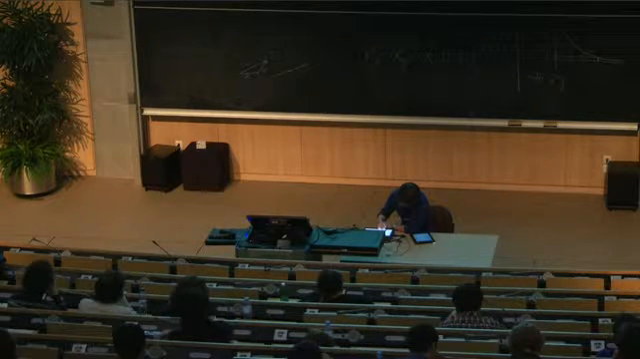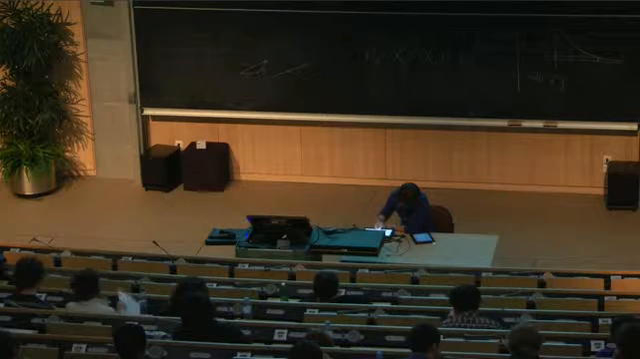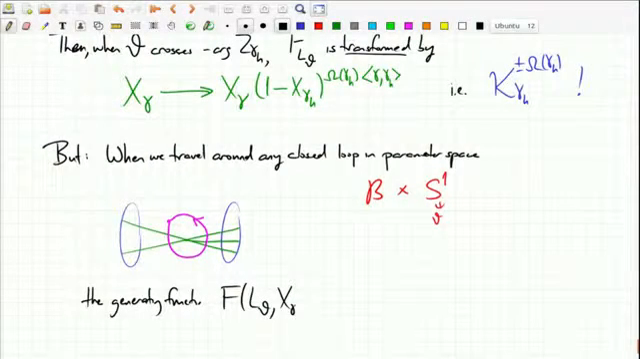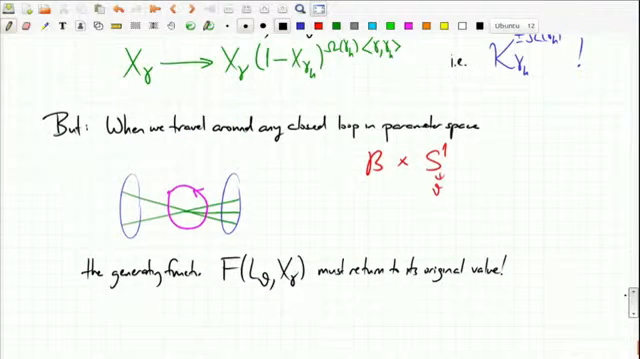So the generating function, F of L, theta, and X gamma, must return to its original value, just because it's well defined. It is just the generating function of frame BPS states for that particular operator at that particular point.